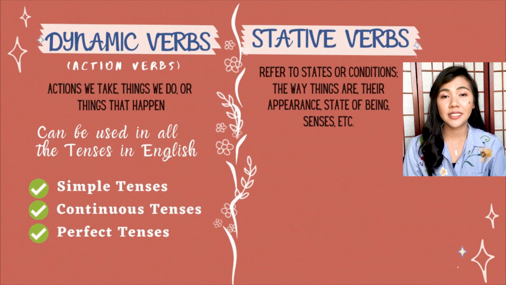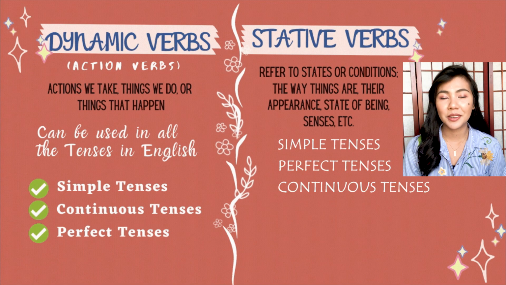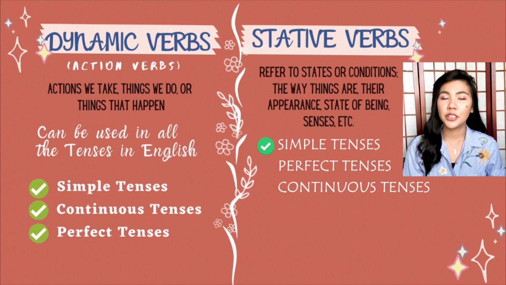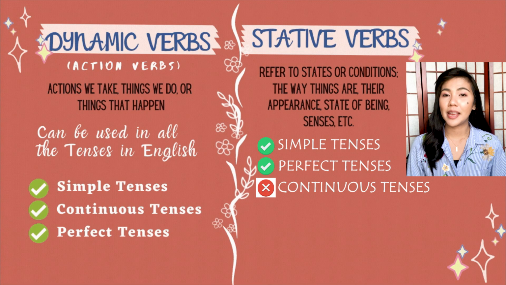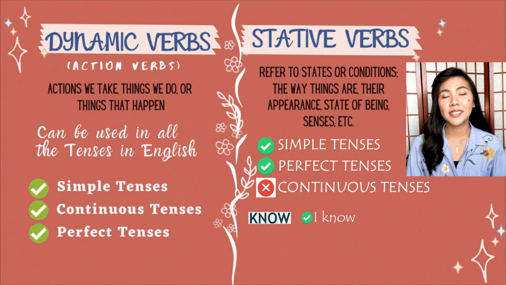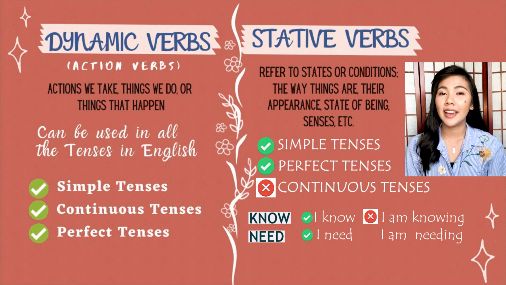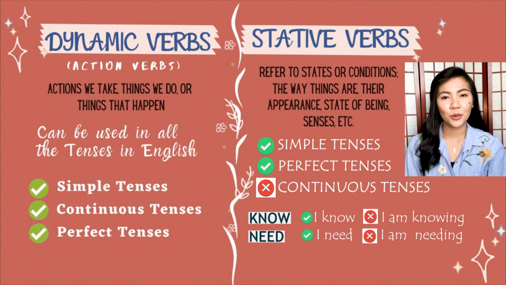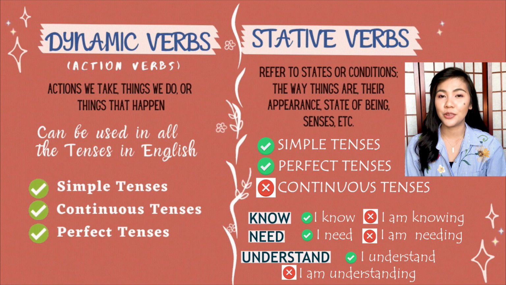On the other hand, since stative verbs refer to states or conditions, we cannot use them with all the tenses. We can only use these verbs in anything but the continuous tenses. So we can use them with a simple tense or perfect tense, but not in continuous form. For example, the verb know. You can say I know, but you cannot say I am knowing. You cannot say that in correct English. Same with the verb need. I need, not I am needing. Or understand. I understand, not I am understanding. So no continuous form.